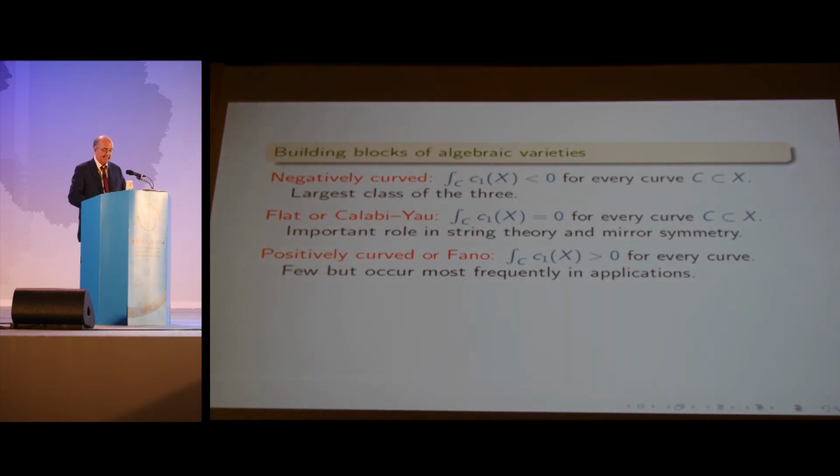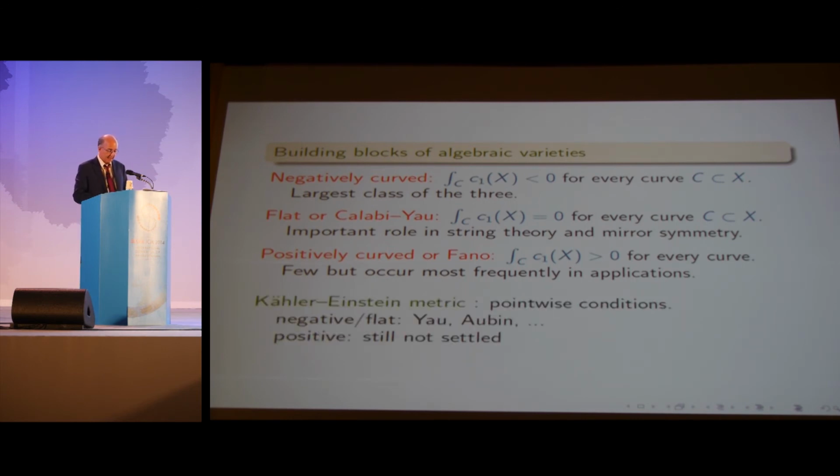Okay, and so now at least I can tell you the three basic building blocks of algebraic varieties. So there are the negatively curved varieties, where the integral of the Chern form on every curve is negative. And so this is the largest class of the three. Then there is the flat, also called Calabi-Yau, where this integral is always zero. So these have an especially important role in string theory and mirror symmetry. And then there are the positively curved varieties, also called Fano varieties, because systematic investigation of them was started by Fano in the 1920s in the three-dimensional case, where this integral is always positive. It turns out that this is the smallest class, but this is the one that appears especially frequently in applications.